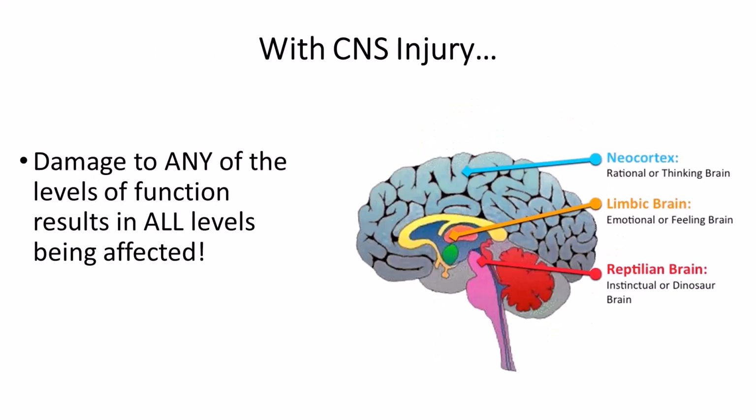The most important thing to remember about all of these levels of function is that with any central nervous system injury, particularly brain injury, insult at any of the levels can result in all of the levels being affected.